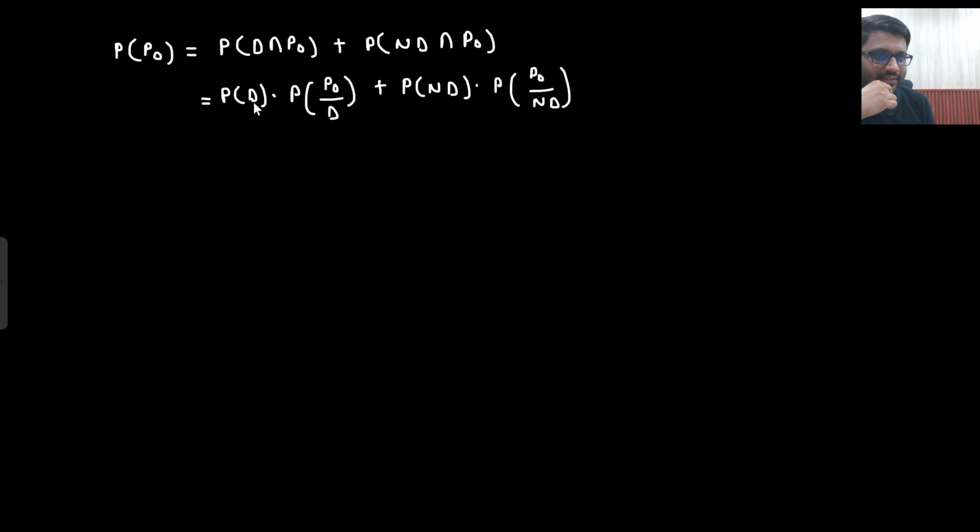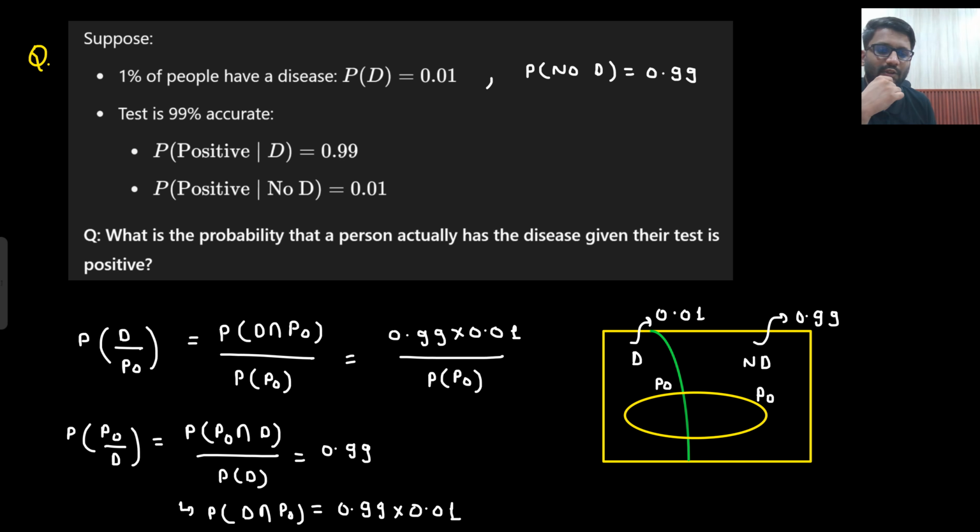The guy is having the disease, and even after having the disease, it is giving you a positive result. Or the guy is not having the disease, and even after not having the disease, it is giving you a positive result. So this will be the probability of getting the positive result. So what is the probability of having the disease? That is 0.01.